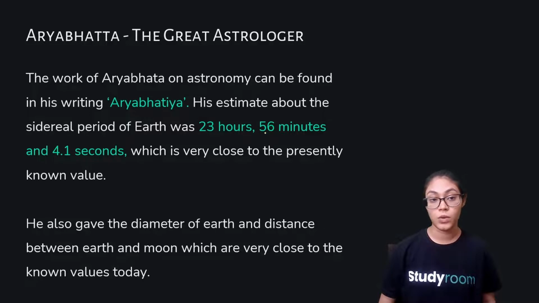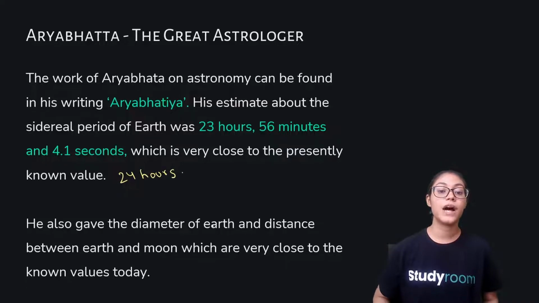Now, Aryabhatta. Who was Aryabhatta? He was a great astrologer. He was studying astronomy, he was a master of astronomy. The work of Aryabhatta on astronomy can be found in his writing Aryabhatiya. His estimate of the sidereal period of Earth was 23 hours, 56 minutes, and 4.1 seconds, which is very close to the presently known value. Presently, the value is 24 hours, correct?